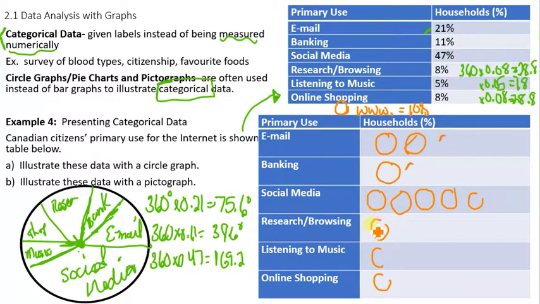So what we're doing for the pictograph is that every single time you see a circle, you're going to count 10%. So 10, 20, 21, 10, 11, 10, 20, 30, 40, 47. And that's finally it for 2.1.